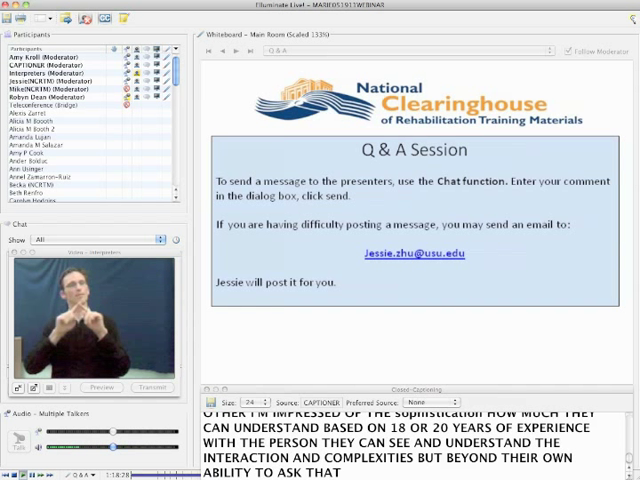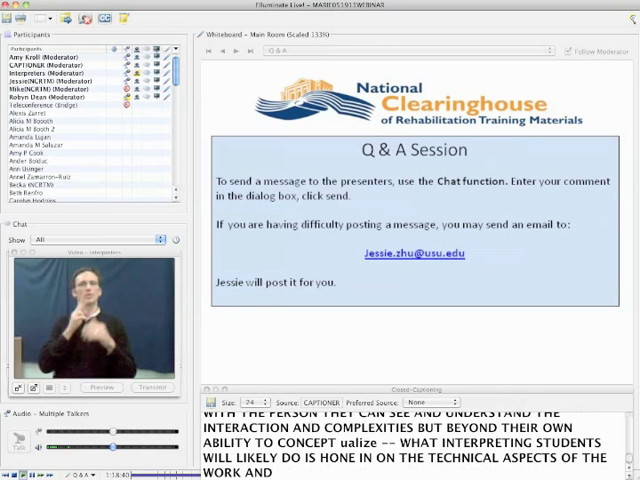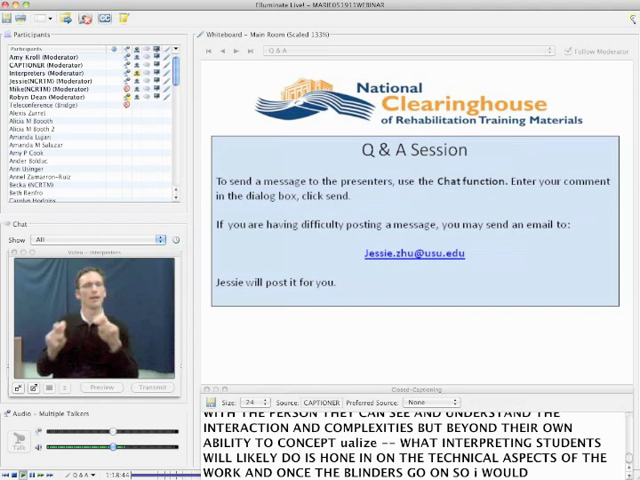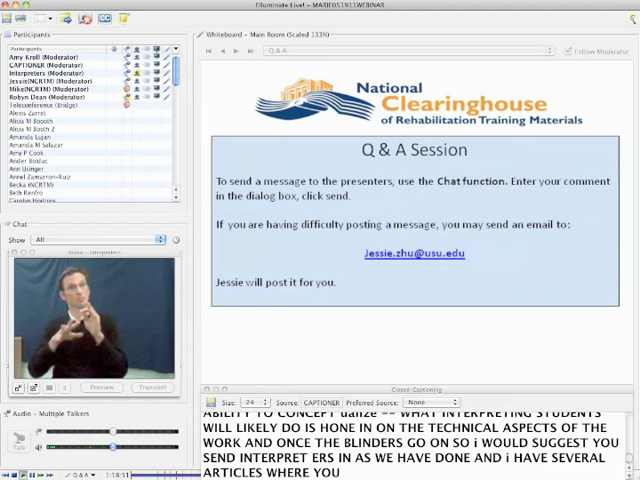realities, and I would suggest doing it in settings where there are no deaf people and no interpreters, because what interpreting students will likely do is hone in on the technical aspects of the work. And what's the sign for blinders go on. So I would suggest that you send interpreters in, as we have done, and I've got several articles on the topic of observation supervision, where you send interpreters in to practice realities.